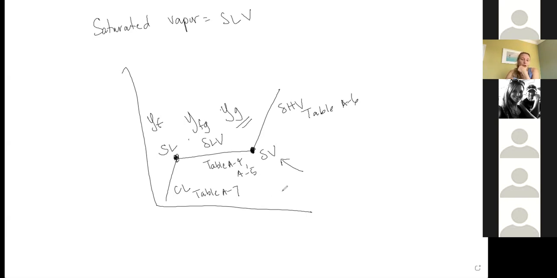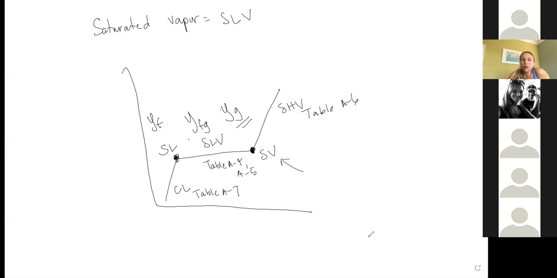Yes. Those are your saturated water tables, saturated water table A4. Yeah. Yep. And there's no extrapolation on that. Just get any value in between that interval. So you might have to do interpolation based on what you're looking at.